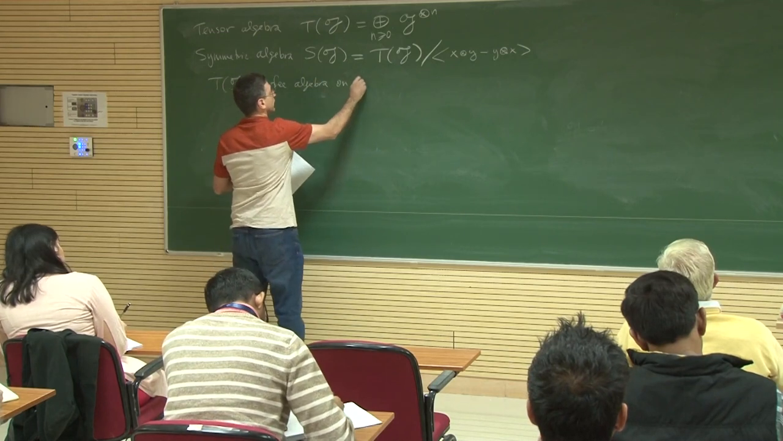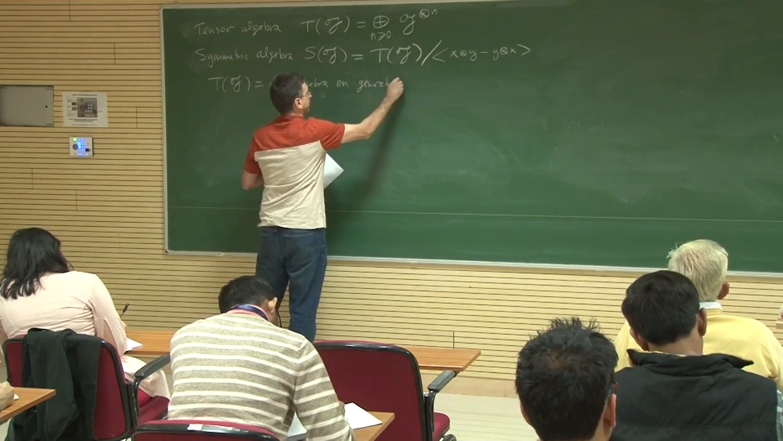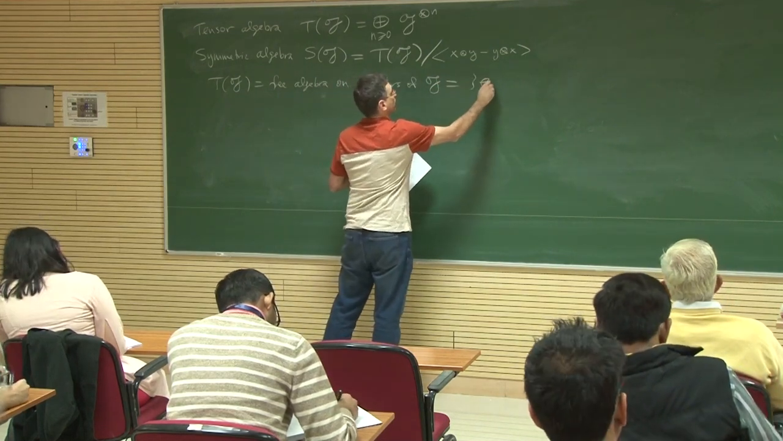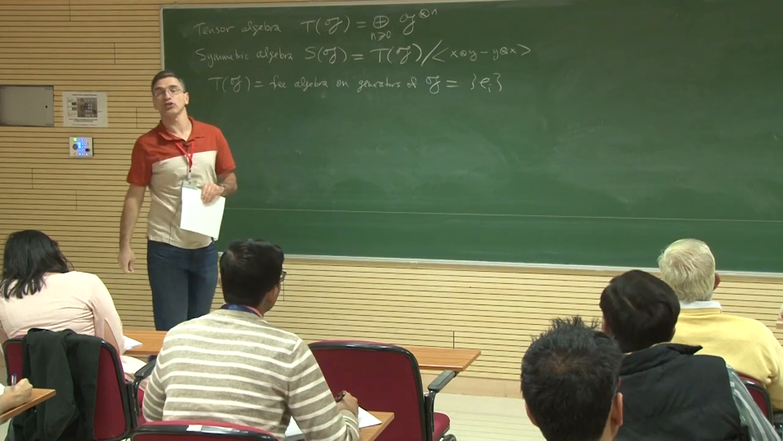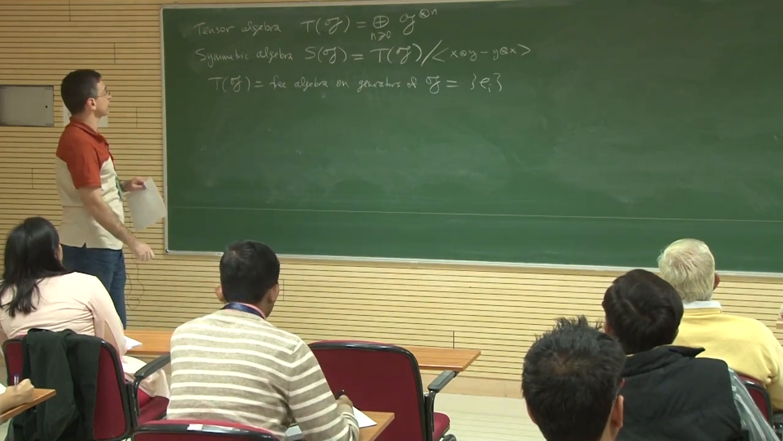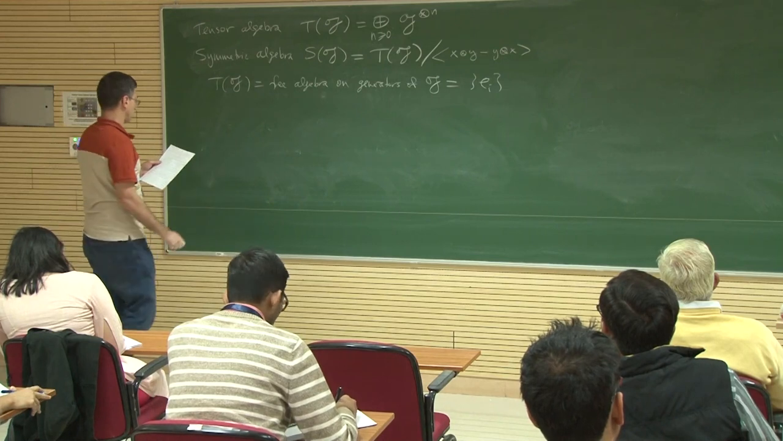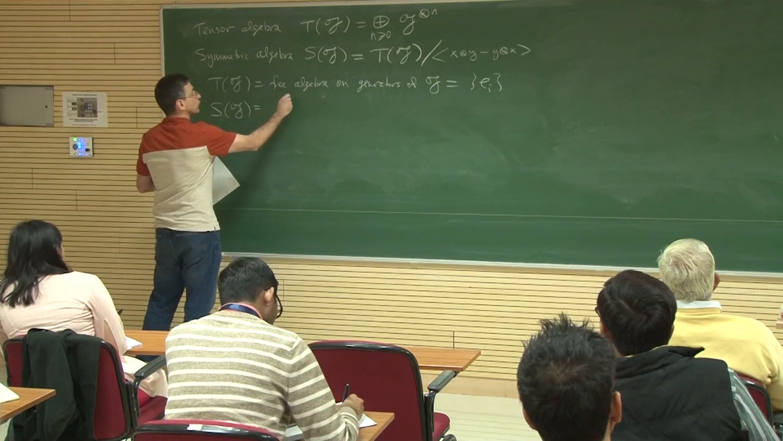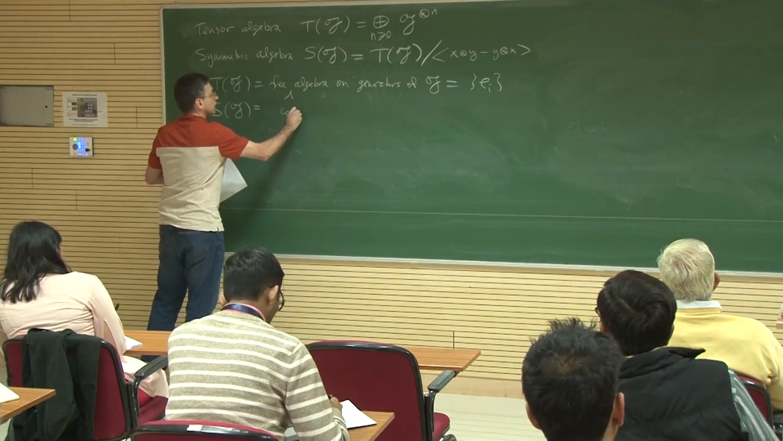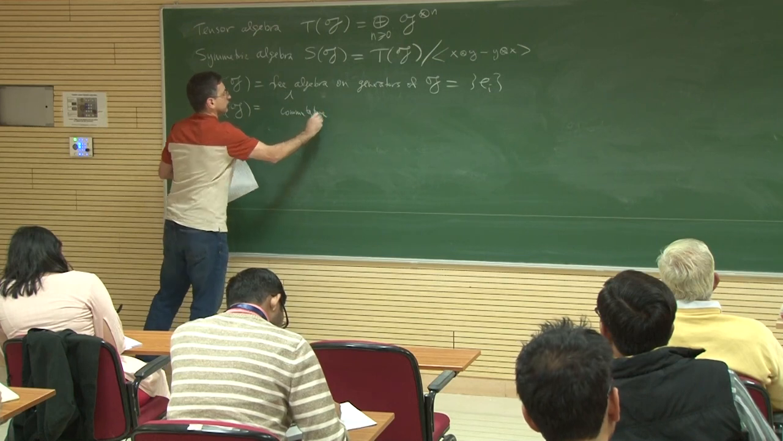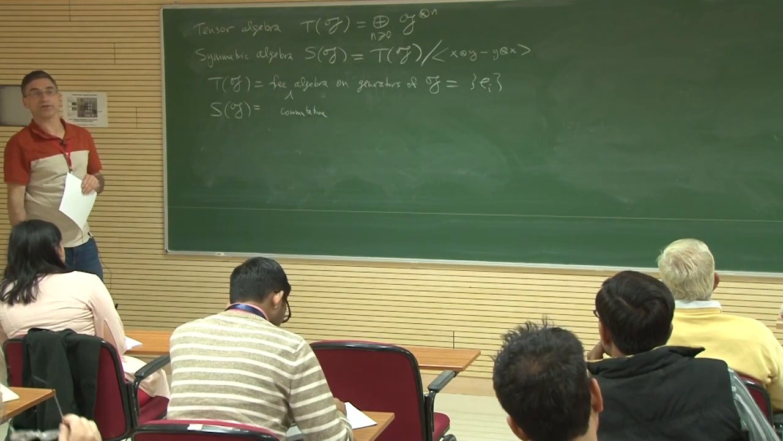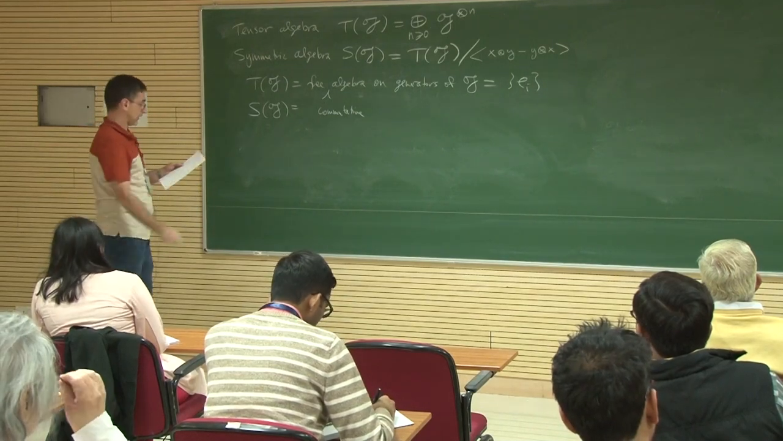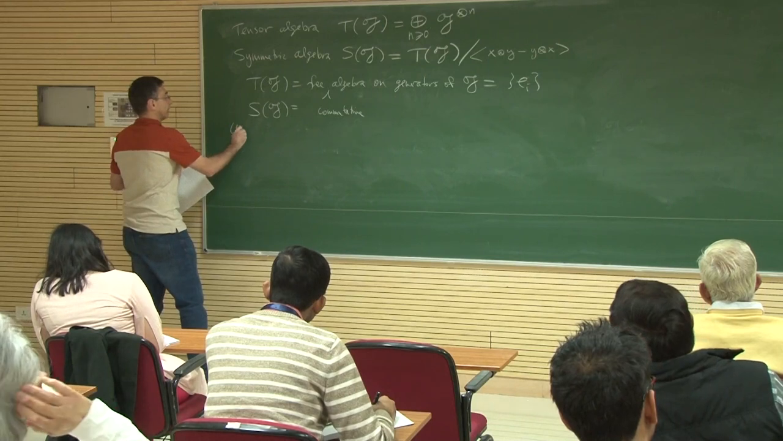on the generators of G, right? So all of these generators, we'll call them e_i. So e_i will denote the generators of the original Lie algebra. And the tensor algebra is a free algebra on all these generators. And the symmetric algebra is, insert the word commutative. It's the free commutative algebra on these generators. Okay? So we need one more gadget, and that's called the universal enveloping algebra.